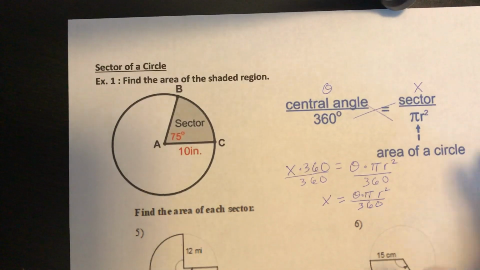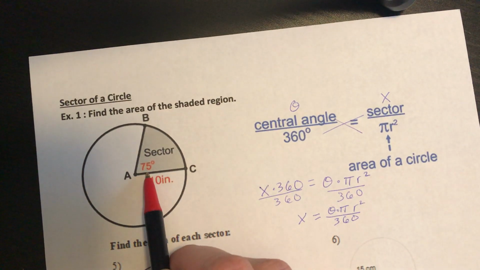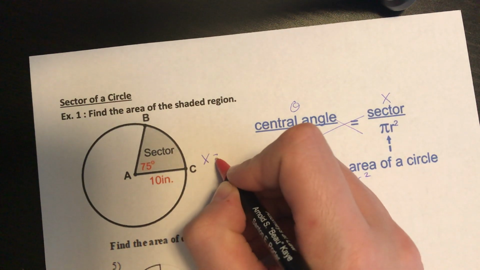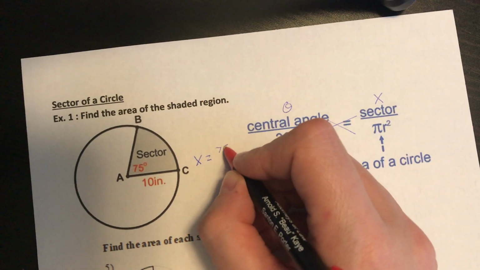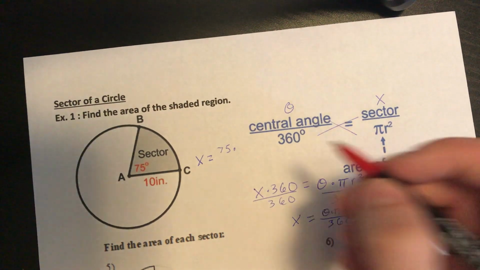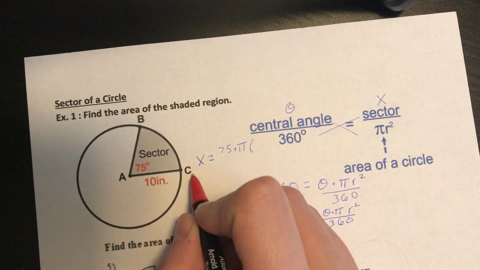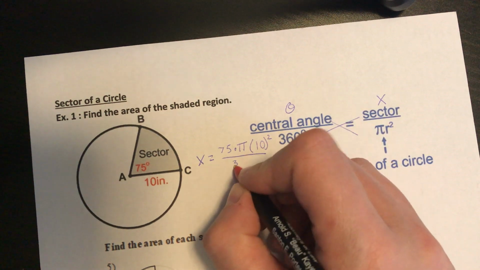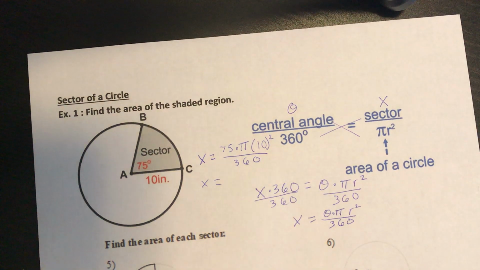Let's do this example over here. If I know my angle is 75 and I'm trying to find x, which is my sector, I'm going to plug in 75 times pi, and then my r, which is my radius, which is 10, squared, divided by 360. And I'm just going to put that in my calculator and let it do all the work for me.